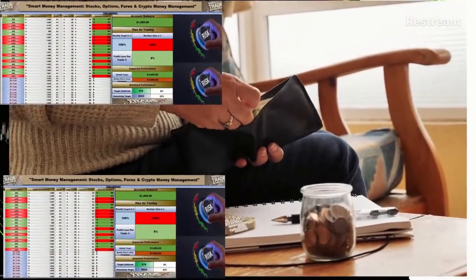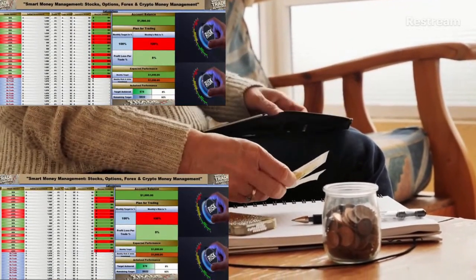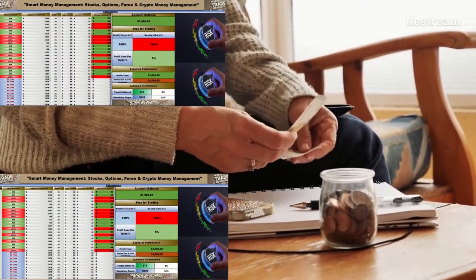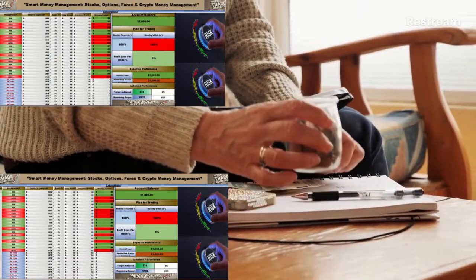This example shows that it's not about how many trades you win, it's about how you manage your money. Sticking to a disciplined plan with proper risk management can make all the difference, even with an average win rate.